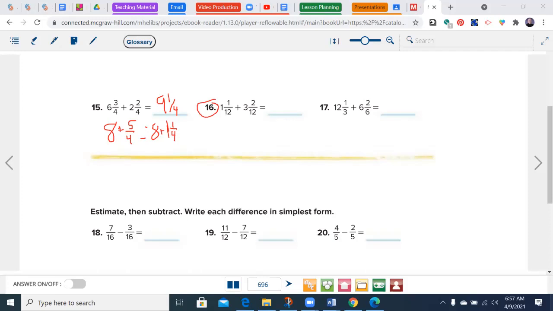All right, welcome back. Let's see what we had. We had 1 plus 3 is 4. 1 plus 2 is 3 over 12. 4 and 3/12. That can be simplified, but my whole number stays the same. And 3 goes into 12. So I'm going to divide 3 by 3 is 1. 12 by 3 is 4. My final answer is 1 1/4.